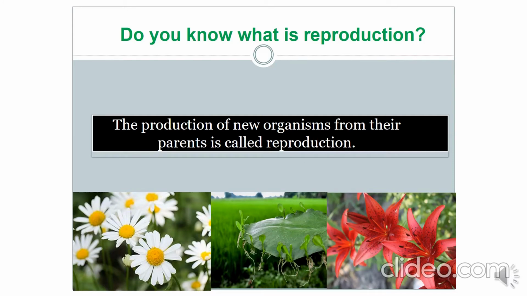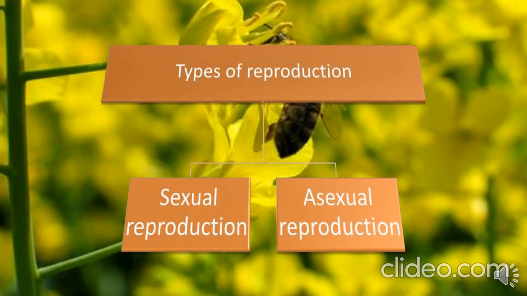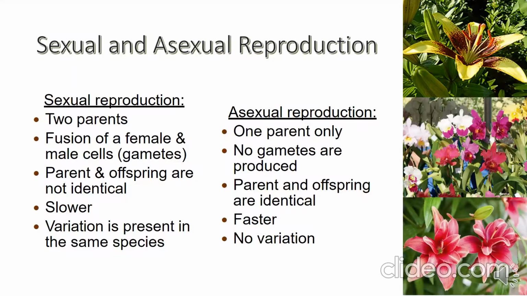Reproduction is the production of new organisms from their parents. It is the same definition as animal reproduction from my previous video lesson. There are two modes of reproduction in plants. These are sexual and asexual reproduction. Now let us explore the difference between sexual and asexual reproduction in plants. Let us compare how sexual reproduction differs from asexual reproduction in plants.